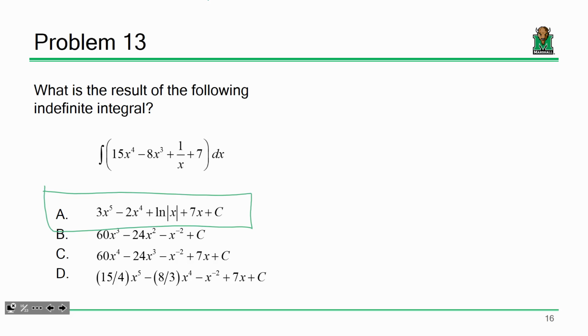But just to do our diligence, we have the integral of 15 times x to the 4th, so that's 3x to the 5th, minus 8 x to the 4th over 4, that's natural log 7x, plus the arbitrary constant of integration. Simple, right? Sure. Oh, that was a simple one.